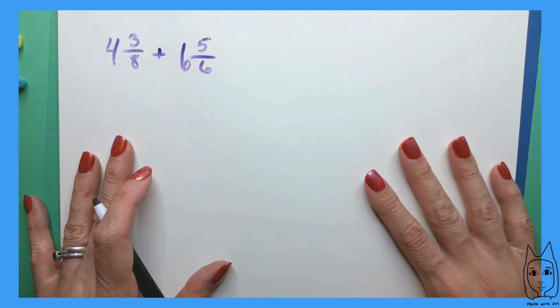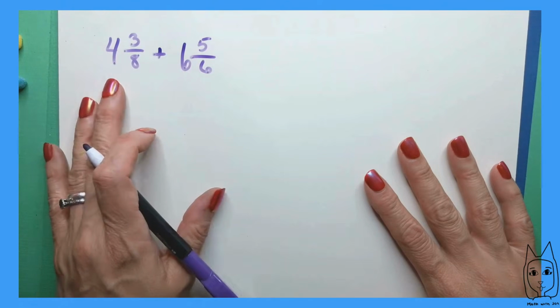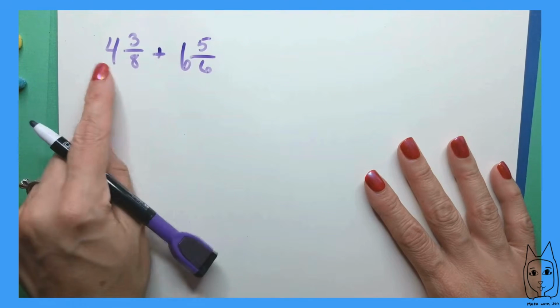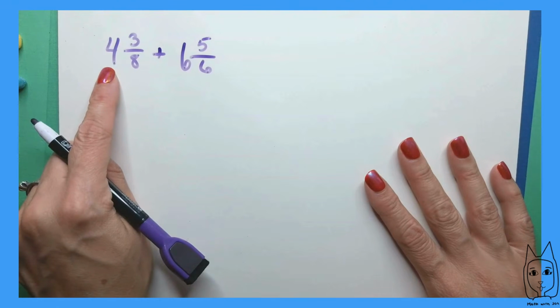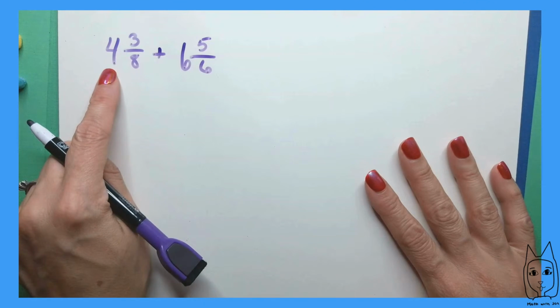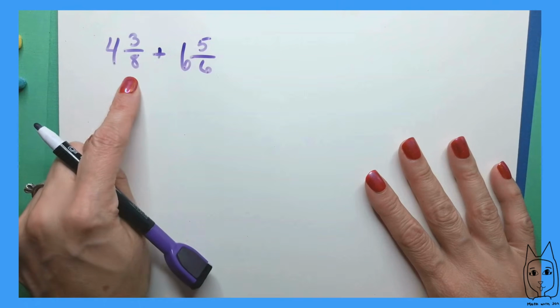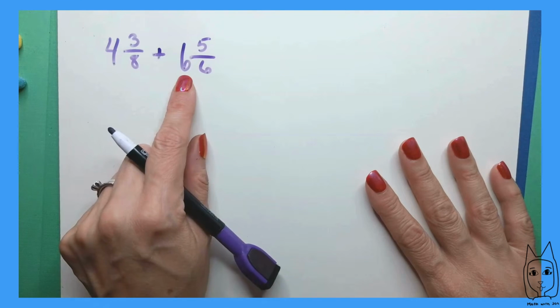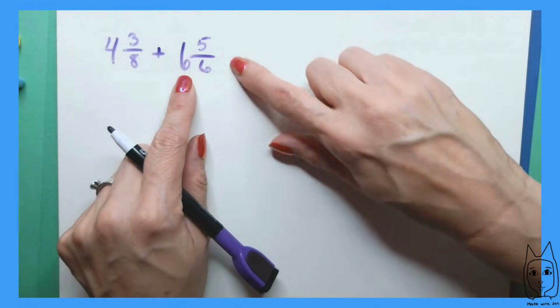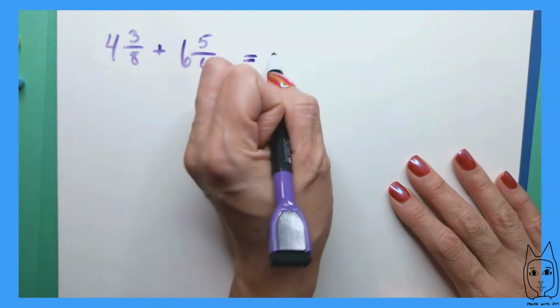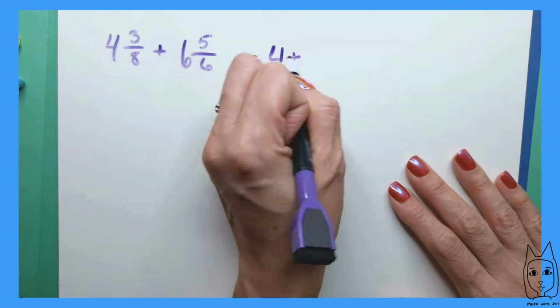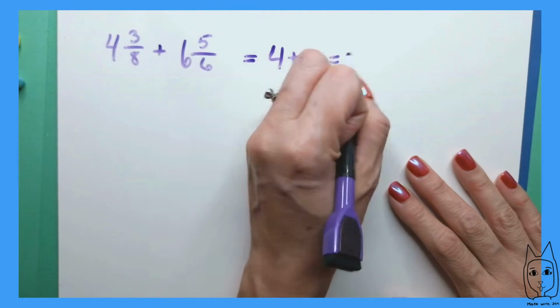The next example we're going to look at, we have mixed numbers. And what a mixed number is, it's just telling you how many wholes you have. In reference to the gummy worms, we would have 4 whole packages and then 3/8 of a package. This one's 6 whole packages and then 5/6 of a package. I can go ahead and add my whole parts together. I can say 4 plus 6 equals 10.